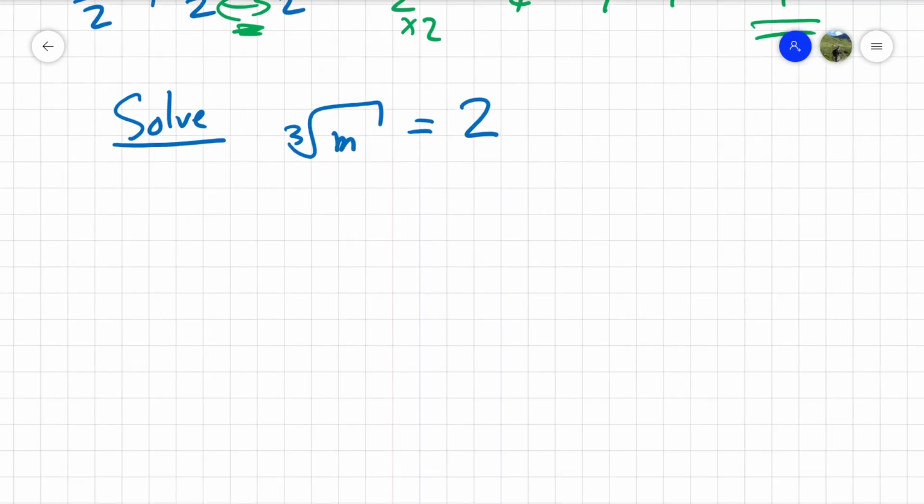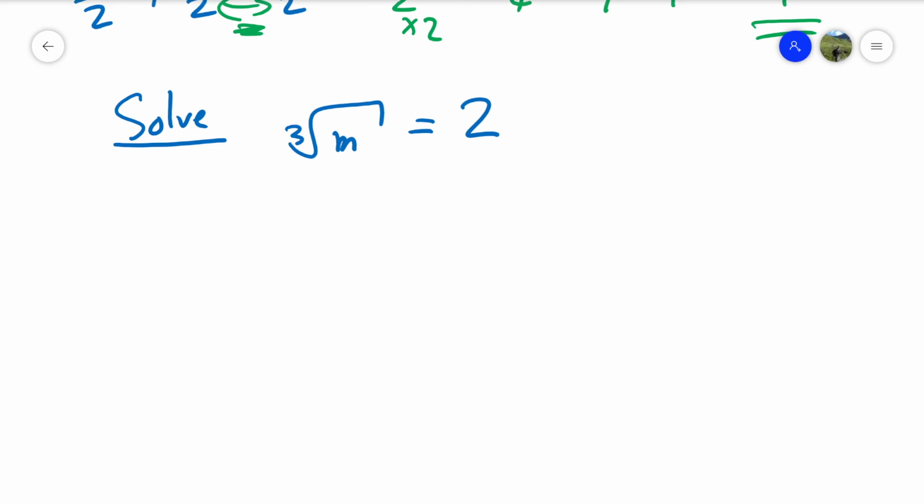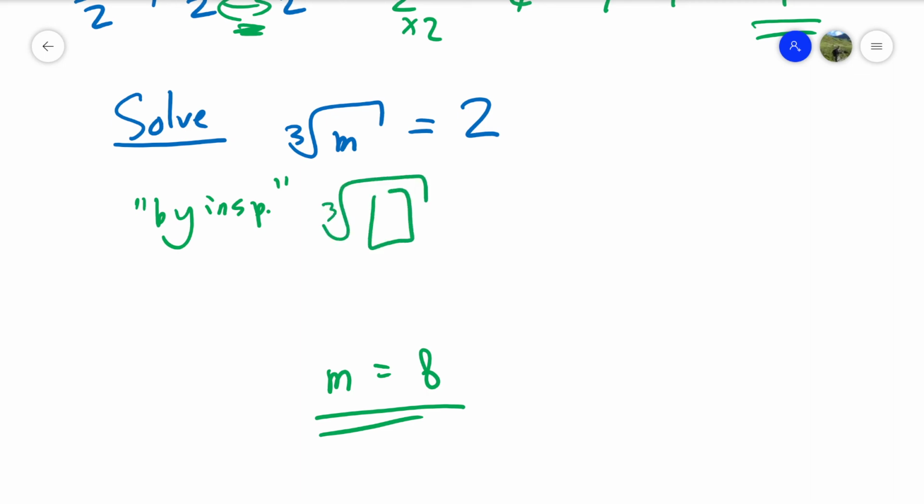Have a go in your own time. My answer is m equals 8. And I'm doing that by inspection. I think it's fair enough to do by inspection here, because you can just say, oh, well, it's just asking me the cube root of what number is 8? Is 2. Well, that's 8, isn't it? So there you go.